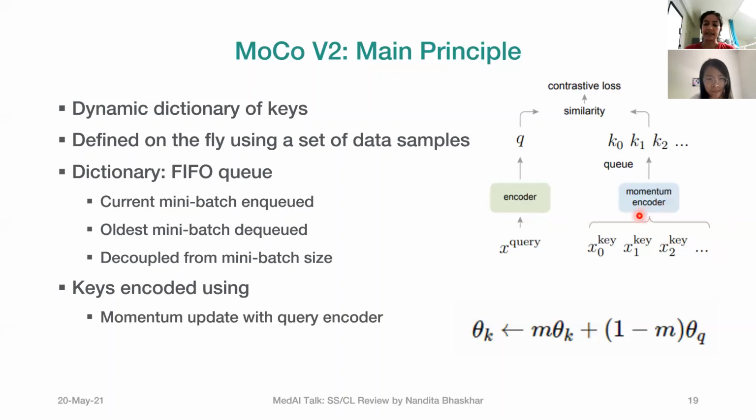And the keys are actually encoded using momentum update with the query encoder. The momentum update is pretty interesting. It uses the past query update to the current key update, and then updates it to the next key update. Because backprop is actually intractable when you have such a huge dictionary, the momentum contrast was required in the first place, and it has been shown to be very effective for this.